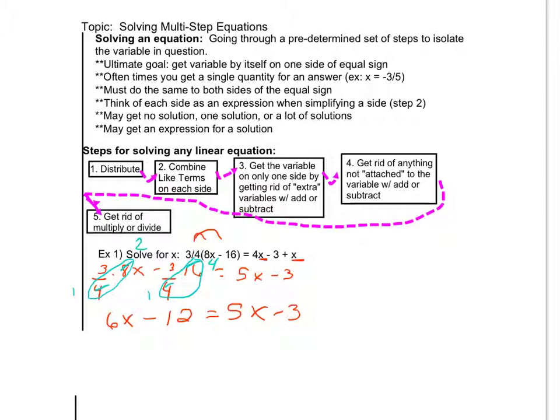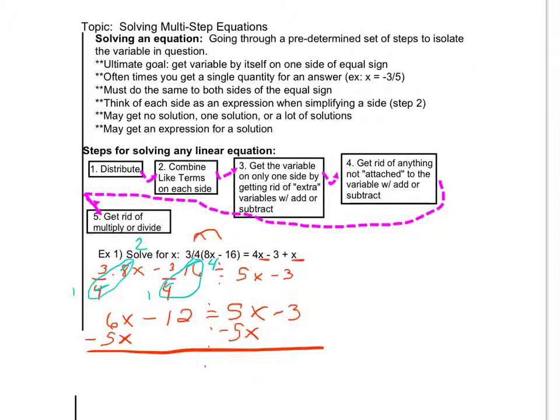I notice I don't have any like terms on the left. I've already combined my like terms on the right. So now I've done steps 1 and 2. Now I'm going to make sure I have a variable only on one side. I don't. I have 6x's over here and 5x's over here. I'm going to pick one to get rid of. It doesn't matter which. I tend to get rid of the smaller one, so I'm going to get rid of that 5x. If you had 5x's and I didn't want you to have them, I would take them away. Same concept here. I don't want 5x's on the right, so I'm going to subtract them.